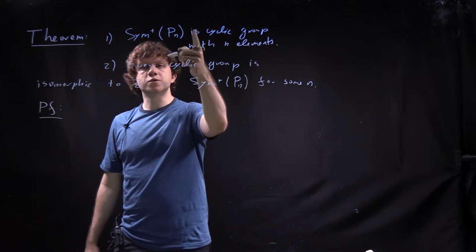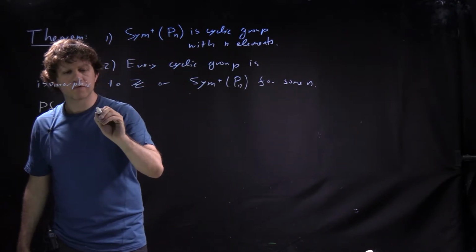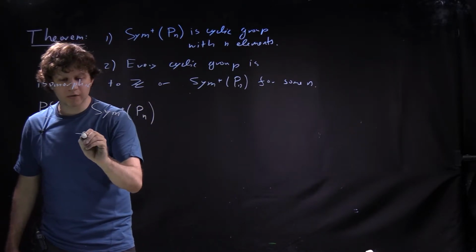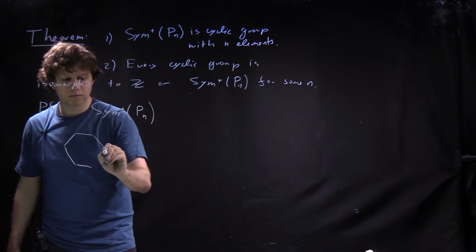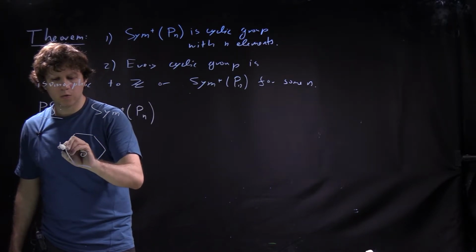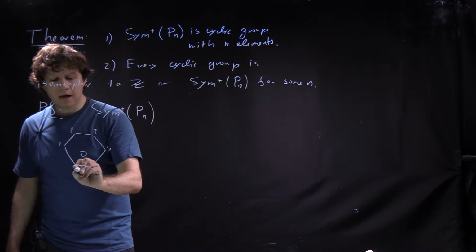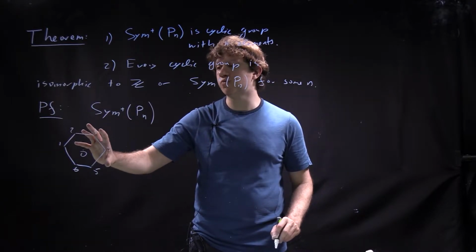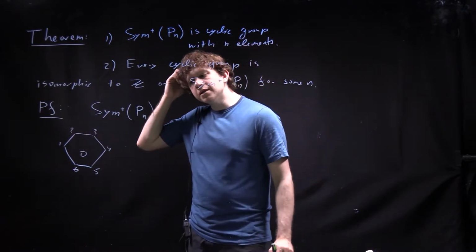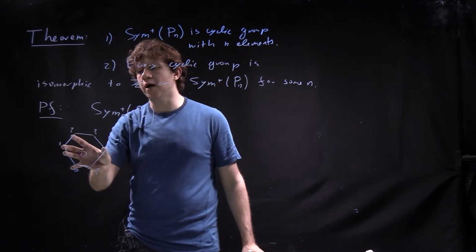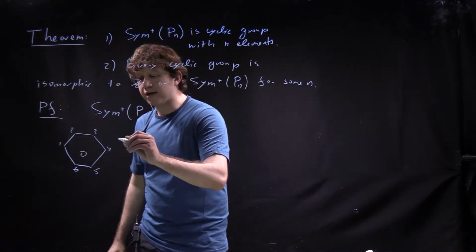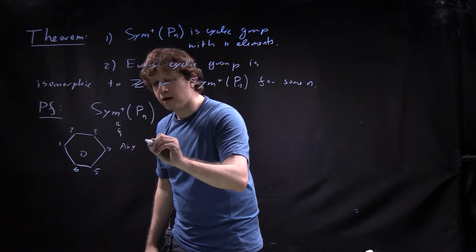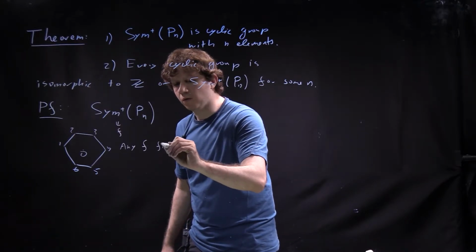So first let's discuss what Sym+ of Pn is. Let's draw a regular n-gon. That's 0, 1, 2, 3, 4, 5, 6. And I'm looking at orientation preserving symmetry. Then one can easily see that if you have any symmetry of a polygon, O has to be fixed. So any f here fixes O.